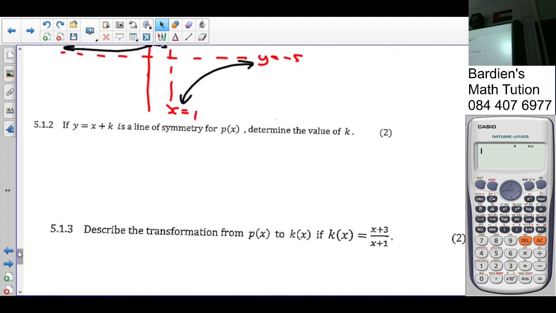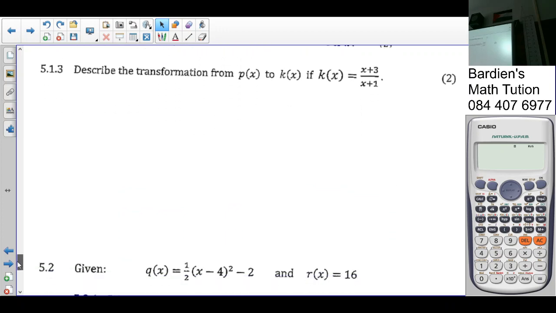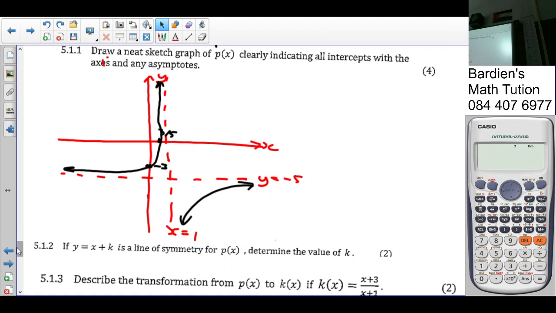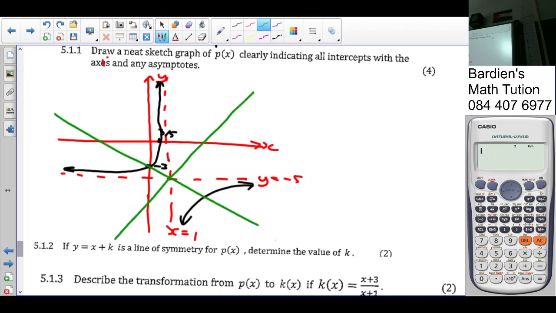We are told that y is equal to x plus k is a line of symmetry. Now remember, there is one line of symmetry coming through there and the other one coming through here. The one with the positive gradient is y is equal to x plus c, and the negative gradient is y is equal to minus x plus c. That's the equation of the axis of symmetry of both. If y is equal to x plus k, so that is this one they're referring to, is a line of symmetry of P of x, determine the value of k.